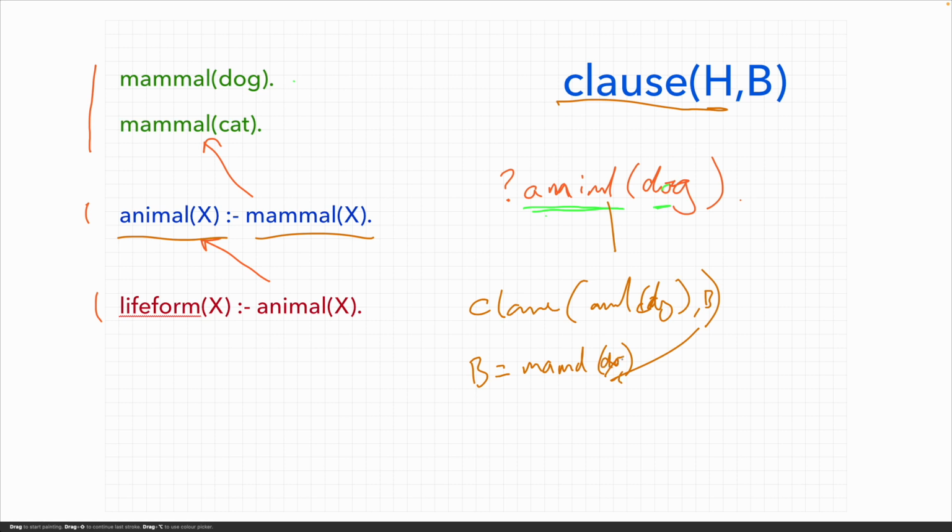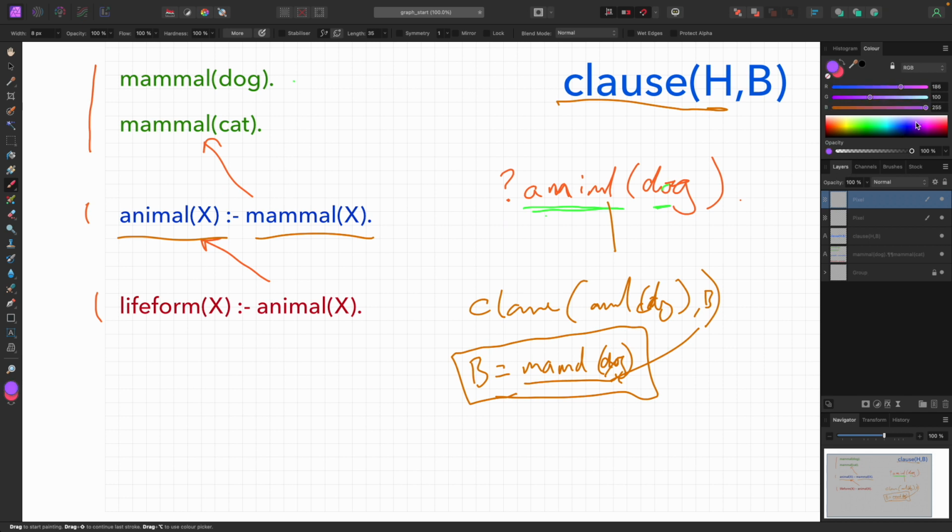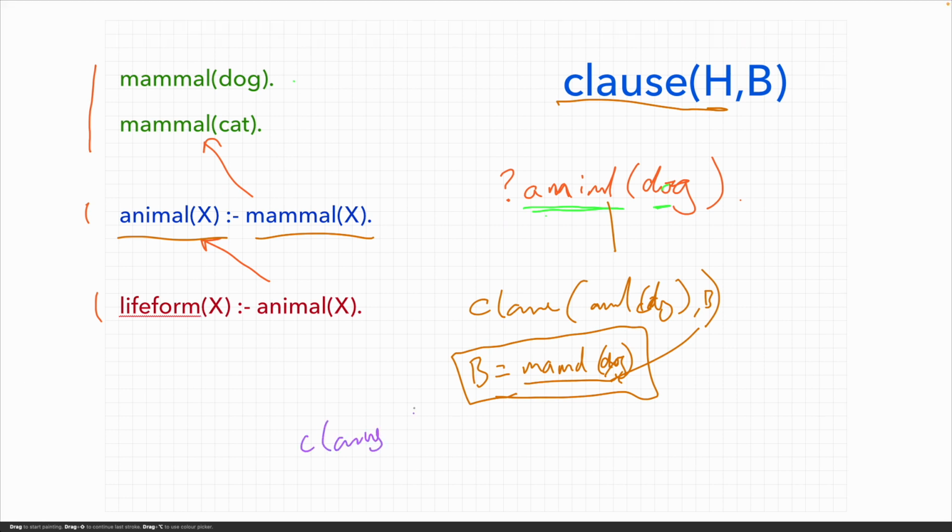In fact, it would be dog because we've instantiated the parameter as dog. So that's now the body. And how do we prove that? Well, we have to search for the body now. So we're using clause again. Let me choose a different color. Now we're using clause again with mammal dog, B, and this time it will find this one, and B would be the body of that fact, which is always just true, because remember, empty body or true.